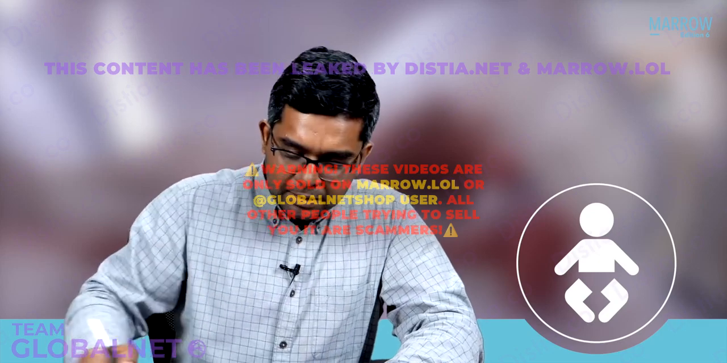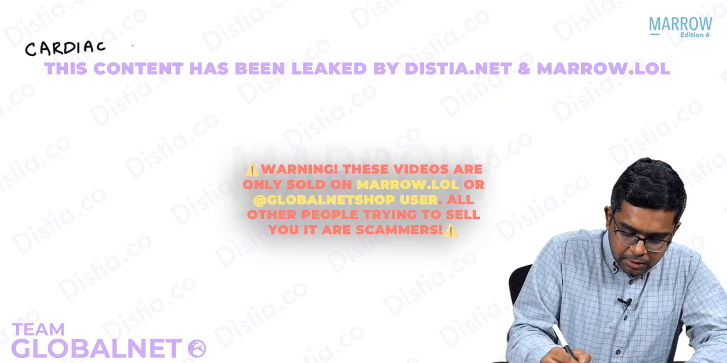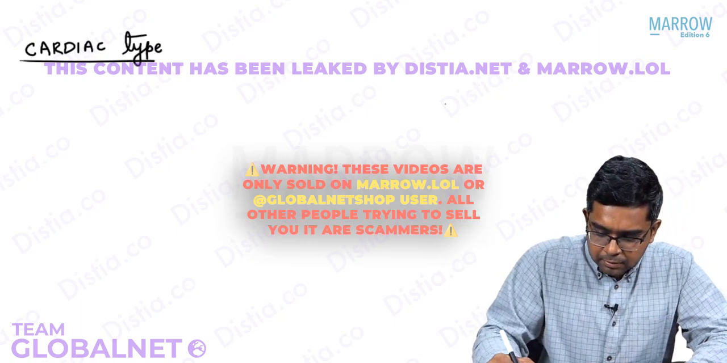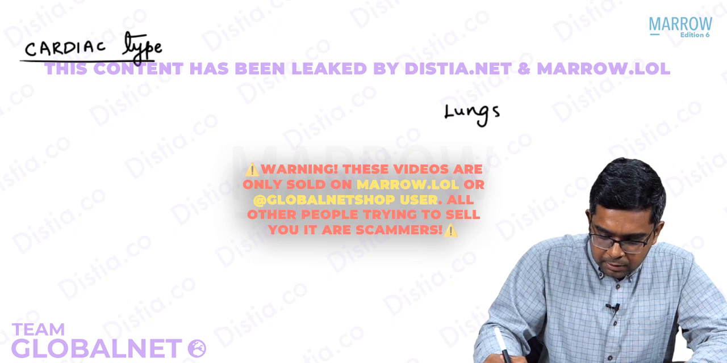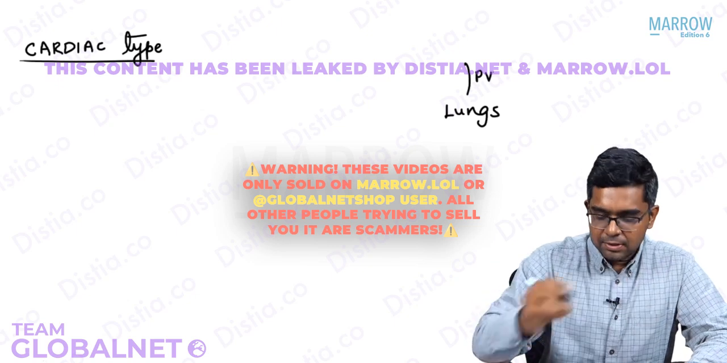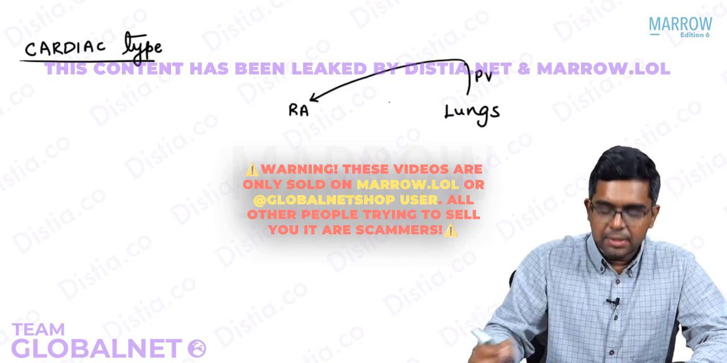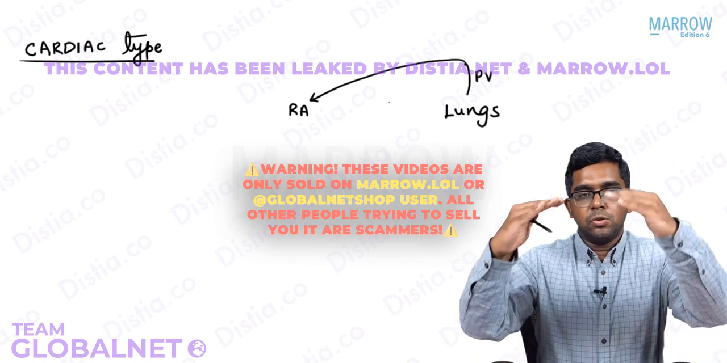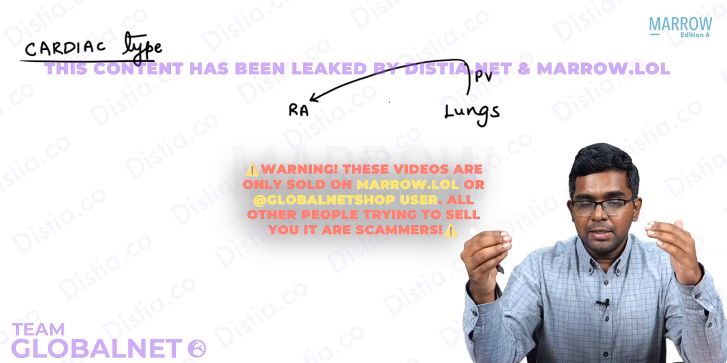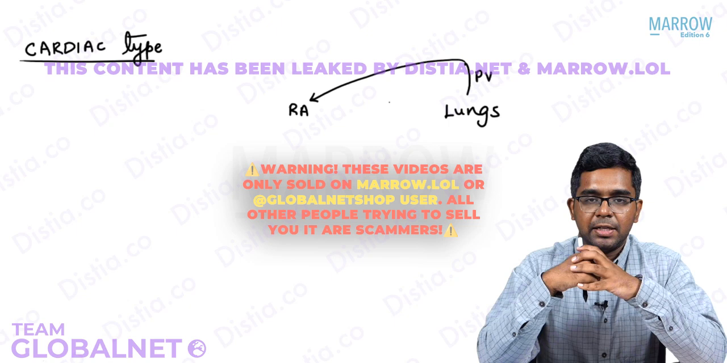What are the other varieties? Cardiac TAPVC. In the cardiac type of TAPVC, what happened? From the lungs, the pulmonary veins emerge, but instead of joining the SVC, they will directly join the right atrium. That is the difference. So what happened? It does not go above the level of the heart. That is why it's not called the supracardiac type. Instead, it directly enters into the heart. So that's why it's called the cardiac type of TAPVC.